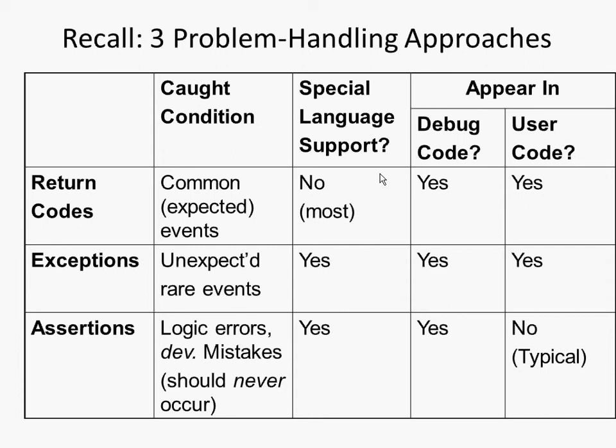So with exceptions, they're expensive. I mean, I told you last time with exceptions, you know, if foo calls bar, and bar calls what?